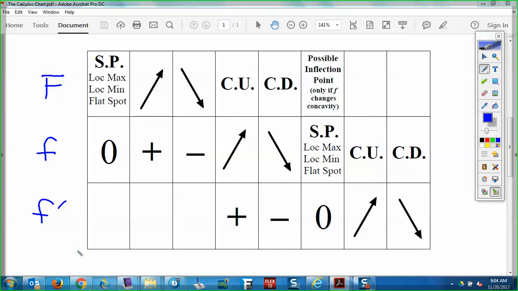So little f changes from positive to negative. That means big F would have a local max. Little f changes from positive to negative, that means big F would have a local max. That's all that means.